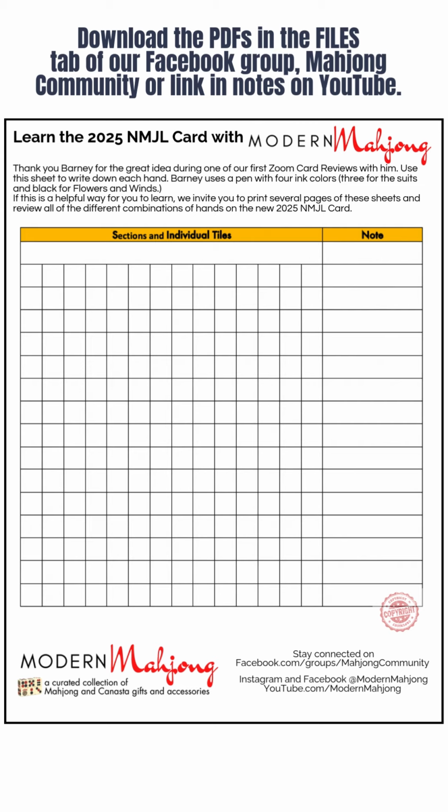Other things that we've posted in Mahjong Community is a download of this file. It is a learn-the-card sheet where you could take one of those pens that have the little red, blue, all the different colors, and sit there going through the card and practice coming up with every variation of each hand. It is a great way to come up with, I think there's 1,002 hands. So you could test yourself to see if you can come up with all the different combinations.